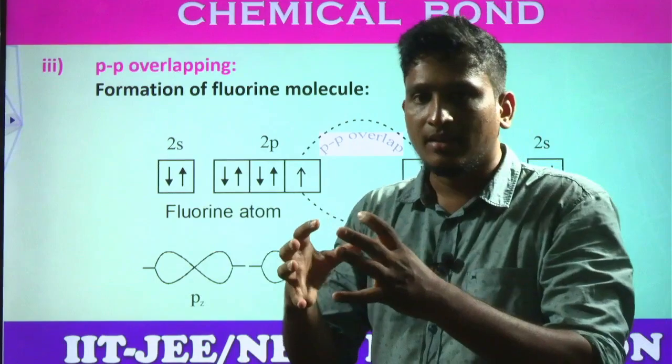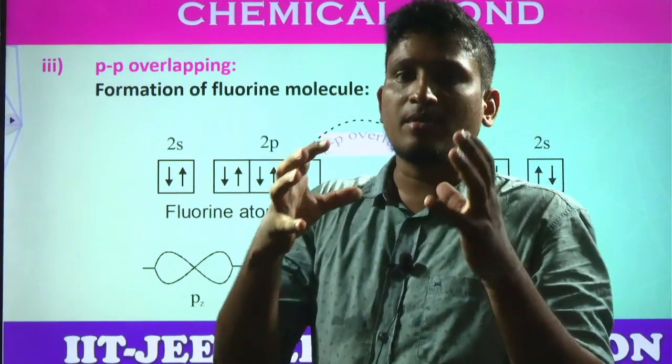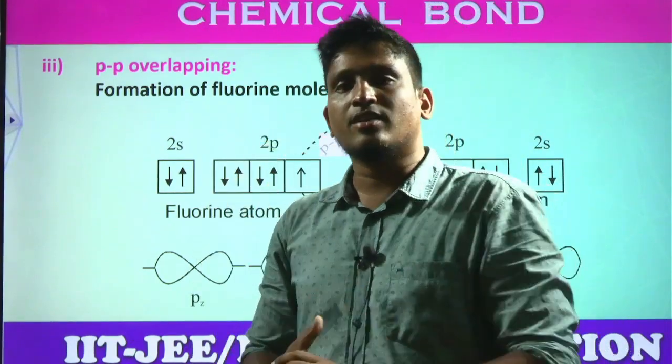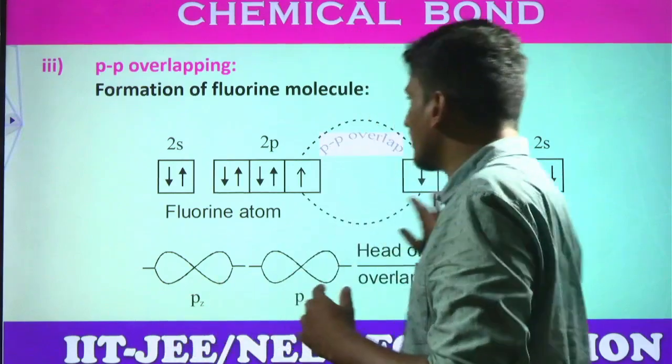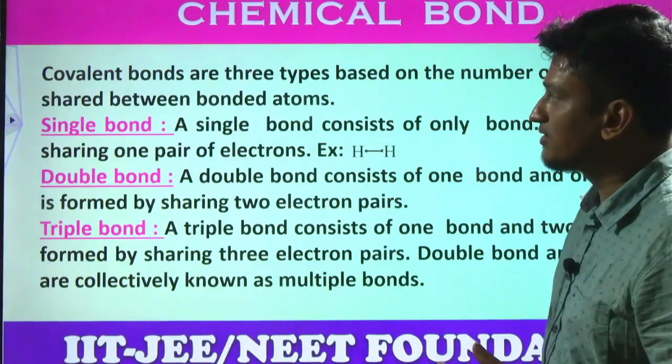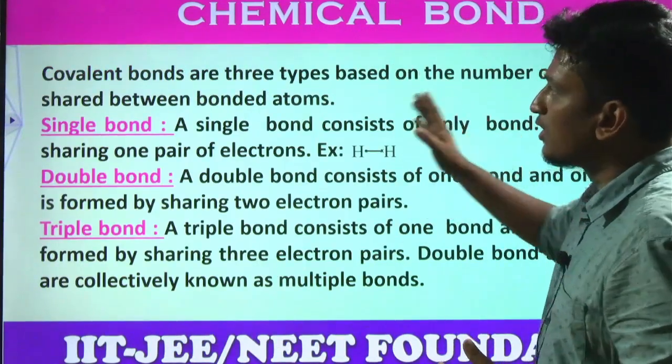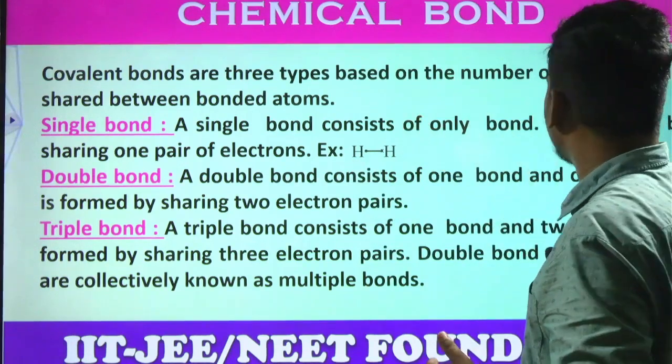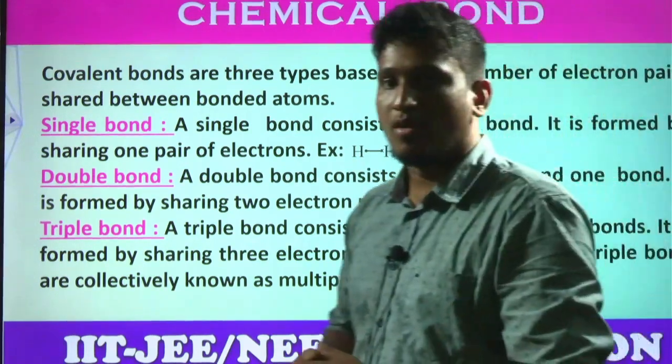If you want to combine them, where is the electron cloud of the sigma bond present? In between the nuclei. Where is the electron cloud of the pi bonding present? Away from the nucleus. So that's how pi bond formation takes place. So ultimately, students, covalent bonds are of three types based on the number of electron pairs shared between the bonded atoms.